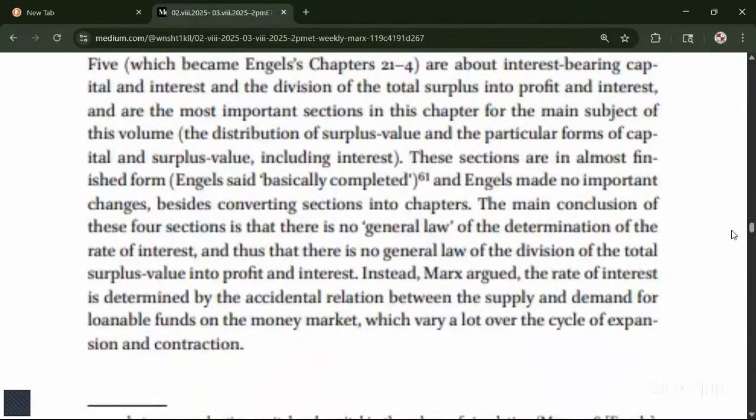Now, the main conclusion of these four sections is that there is no general law of the determination of the rate of interest, and thus that there is no general law of the division of the total surplus value into profit and interest. Instead, Marx argued, the rate of interest is determined by the accidental relation between the supply and demand for loanable funds on the money market, which vary a lot over the cycle of expansion and contraction.